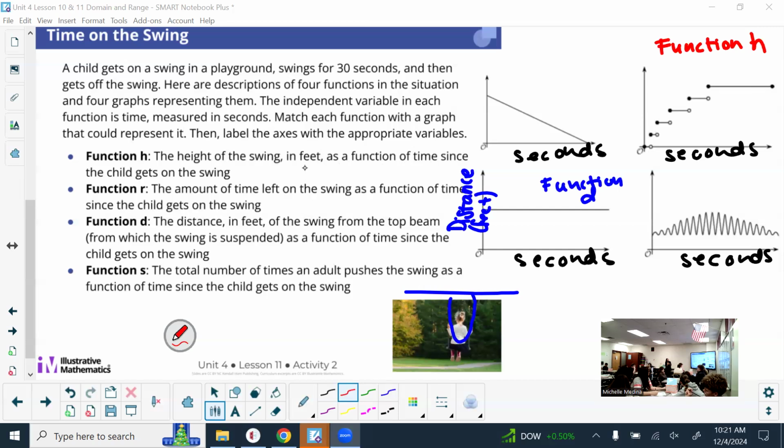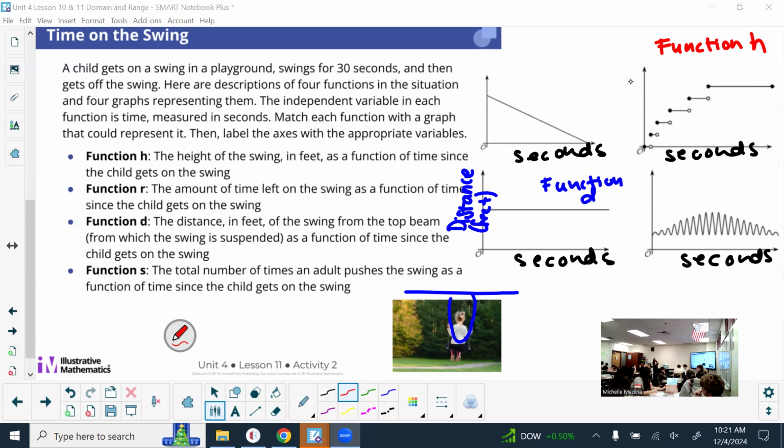The height of the swing in feet as a function of the time since the child gets on the swing. So when something's swinging, the height is changing, right? Is it going from, like, say these are counting by ones, from 0 to 1, then 2, then 3, then 4, then 5? Is it changing like that? Or how does it change when you swing? Goes up and then down, and then up and then down, right?